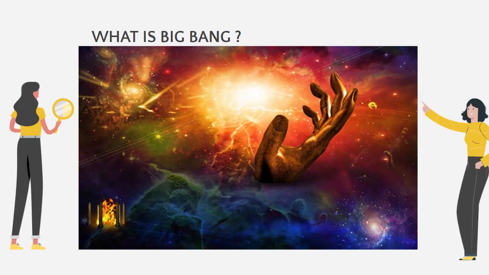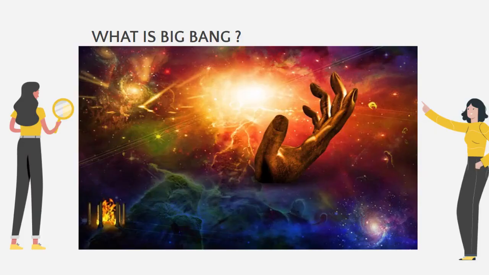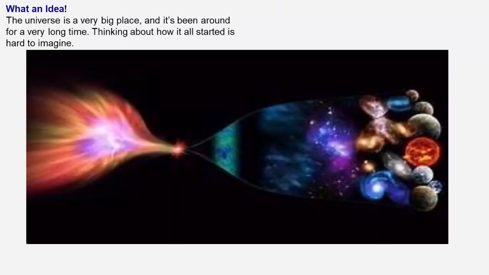Next one, we have the Big Bang. So, what is the Big Bang? In the Big Bang, this is how the universe began. It was just hot and tiny particles mixed with light and energy. The universe is a very big place. It's been around for a very long time.